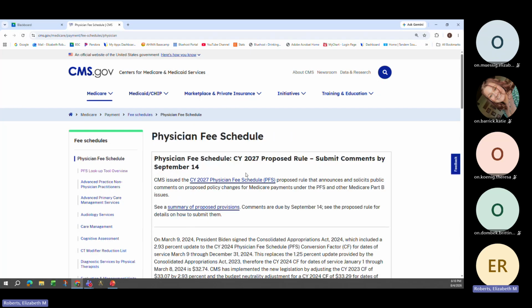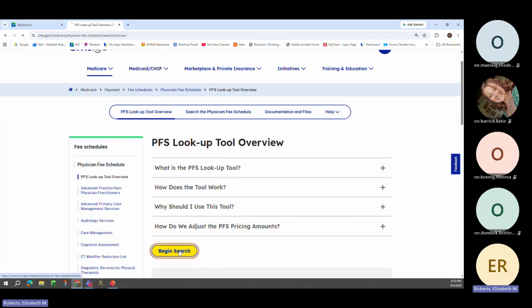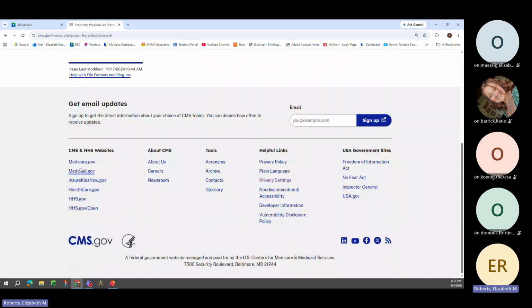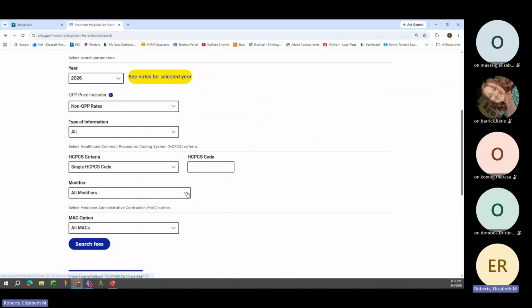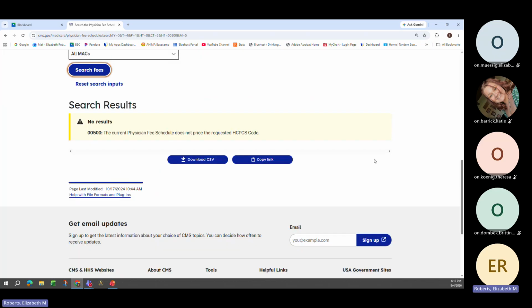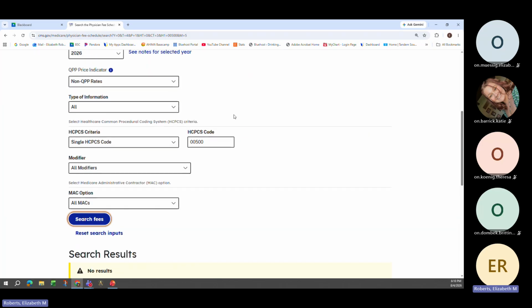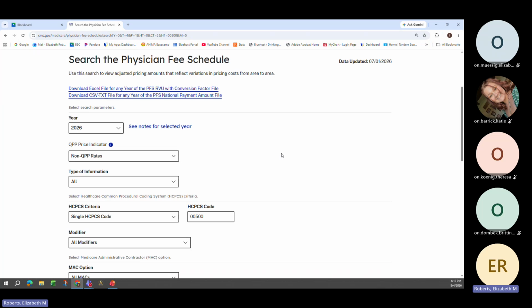So if you go back to where we were, it lets you look up an anesthesia code. Sorry, I know I'm just kind of rambling at this point, but let's look up 00500. Ah, it doesn't price it. So yeah, it's not priced, which makes sense because it's anesthesia. But at least you've got the conversion factor now.